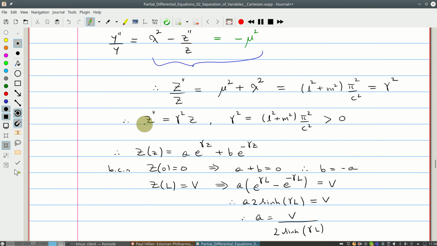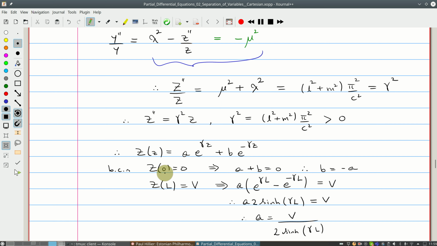So we have a differential equation, Z double prime is equal to gamma squared Z. Now, note something here. Gamma squared is a positive constant. It's greater than 0. It can't be equal to 0 because neither L nor M are allowed to be 0. And therefore, the solution for capital Z differs from the solutions for capital X and capital Y, because now the solutions for capital Z involve exponentials and not oscillatory functions. So it's A times e to the gamma z plus B times e to the minus gamma z.